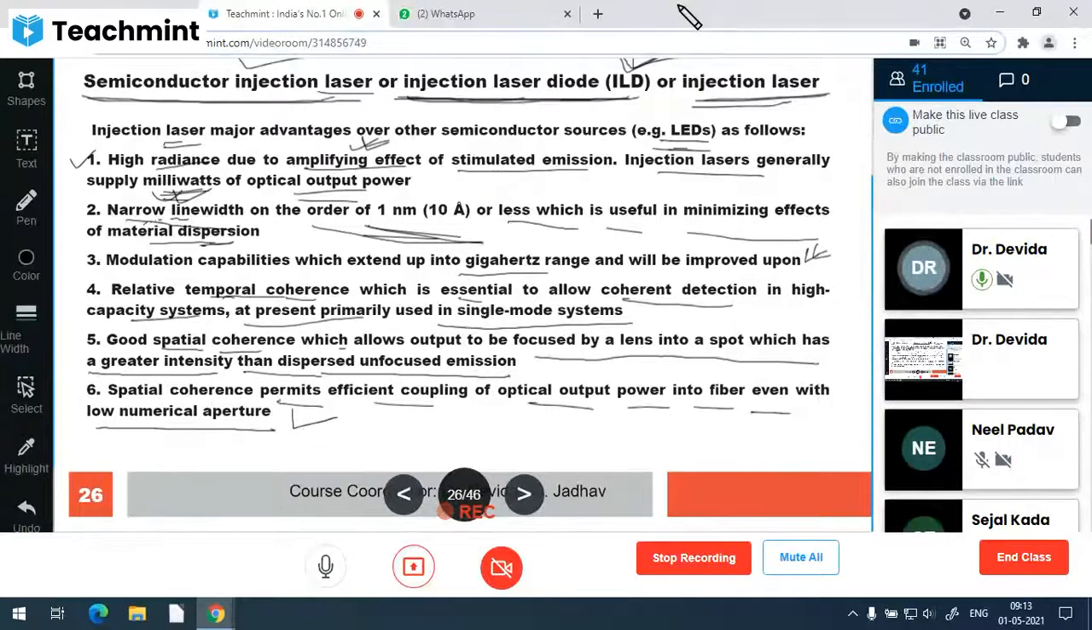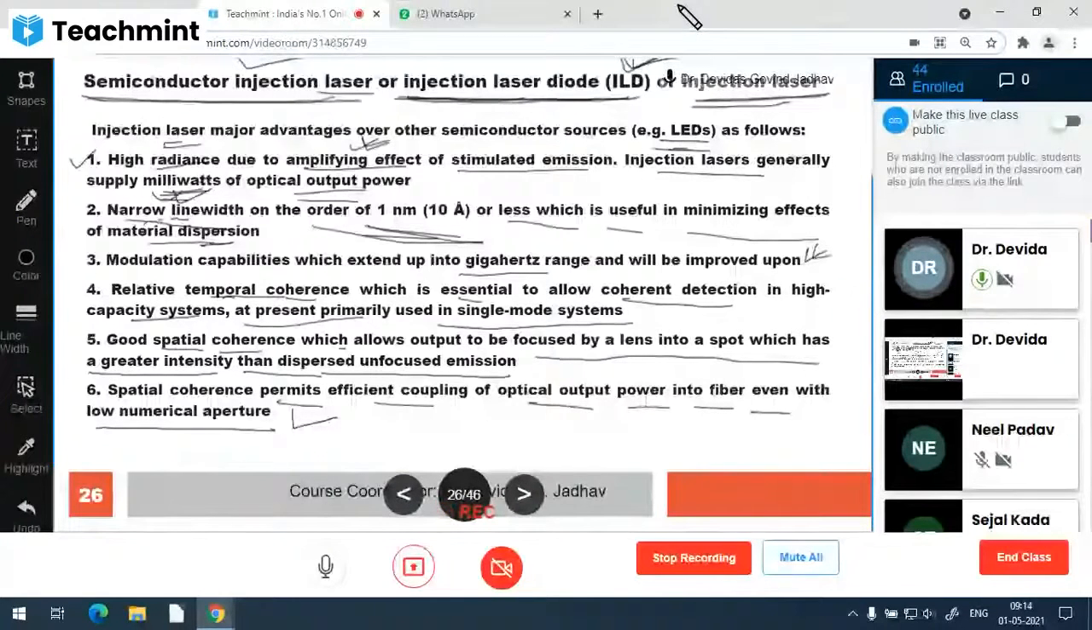So with the LED sources, it becomes difficult to couple the optical power into the optical fiber, whereas it is much easier and efficient to couple the optical power from laser. And again, spatial coherence and directivity are observed in the laser. So these are the advantages. The high radiance is due to the amplifying effect. Amplifying effect is there, so radiance is very high. Then generally it provides optical power in milliwatts.